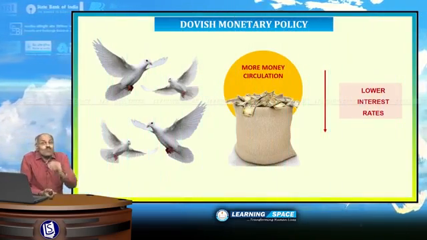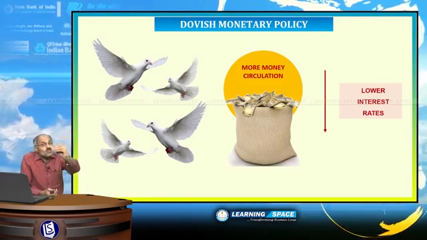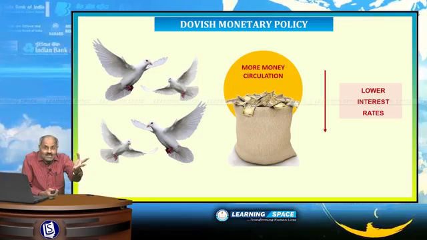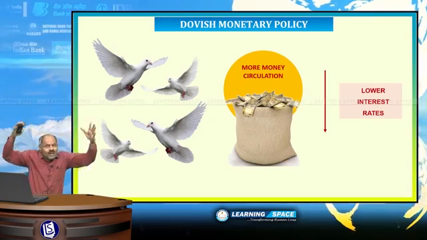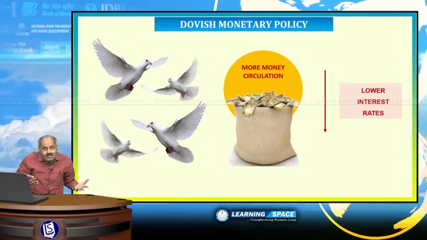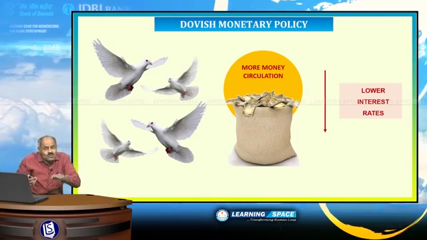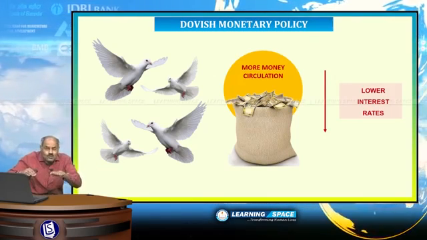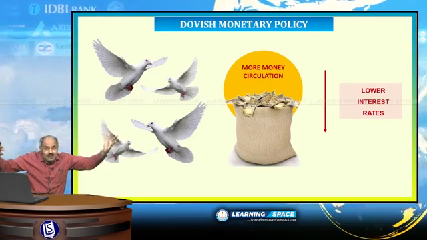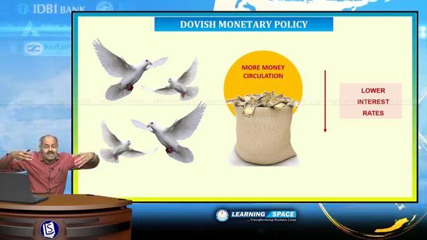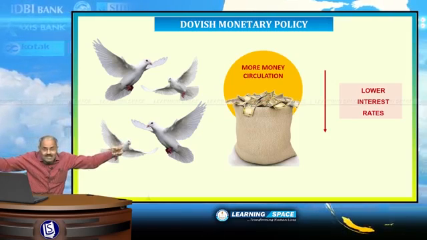Let us look at dovish monetary policy and hawkish monetary policy. What is dovish monetary policy? Dovish monetary policy is, you know about doves. Please look into this picture. When more money is in circulation, when CRR is reduced, when SLR is reduced, when repo rate is reduced, this is a dovish monetary policy. It puts more money in circulation. It leads to more credit offtake from the banking system.